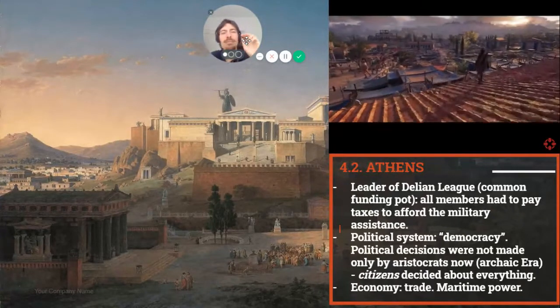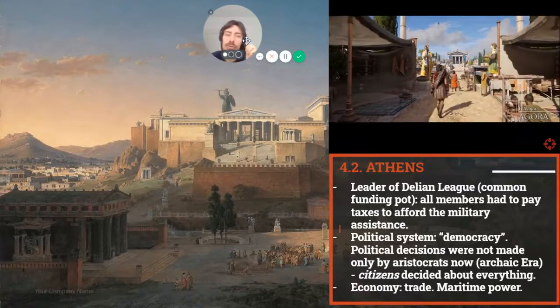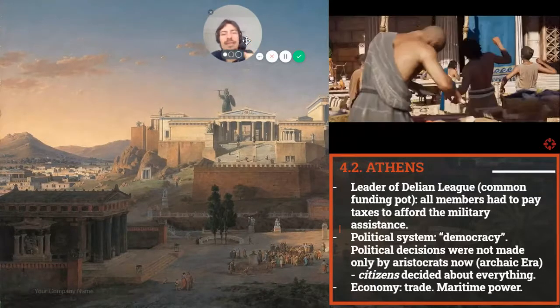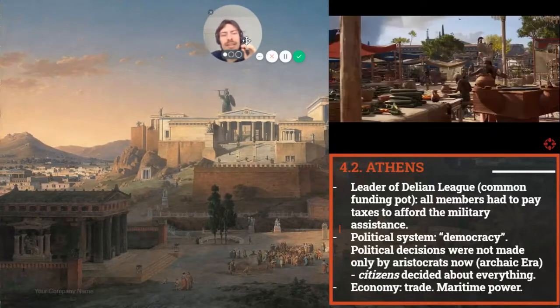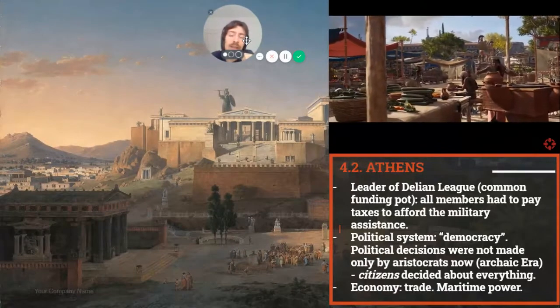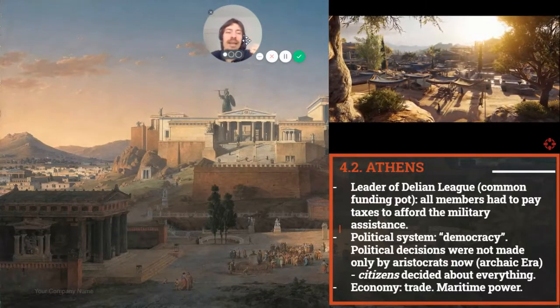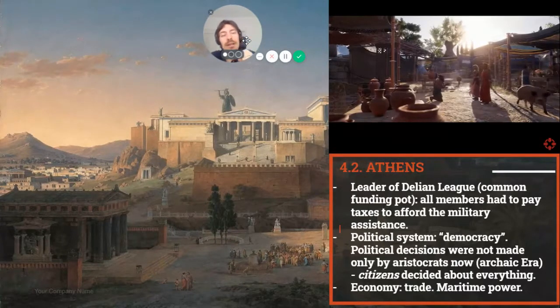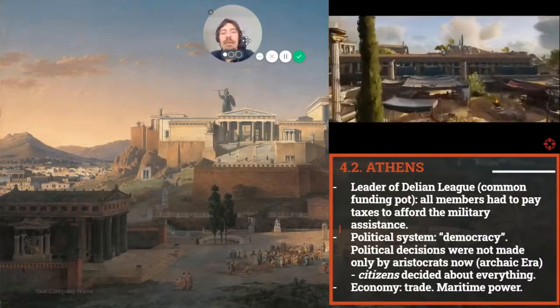Athens and Sparta were carrying out two different models in terms of politics and economics. Regarding Athens, we must say that it was an ancient democracy. We will be addressing the core of the ancient democracy later, in a matter of minutes. And the economy of Athens was about trading.